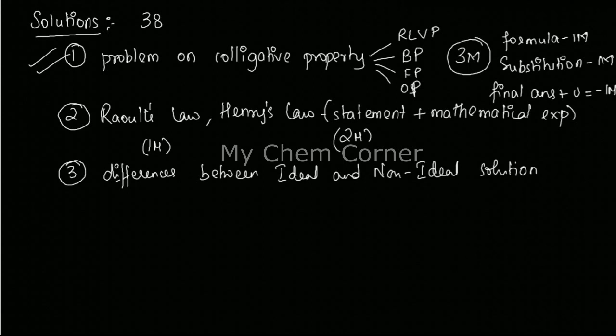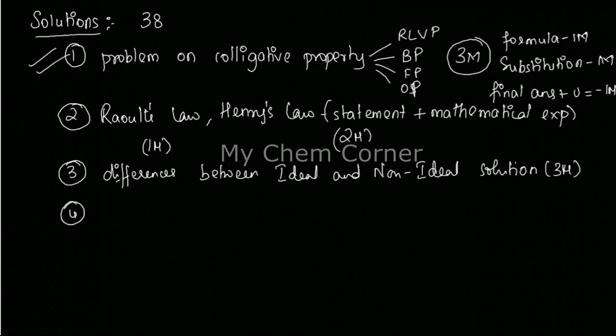Alright, now this can be for a 3-mark question. So under this you can write basically what an ideal, non-ideal solution is. They obey Raoult's law, they don't obey Raoult's law. Then you can talk about the interactions between the solvent and solute, or solvent-solute interactions. Then you can talk about the enthalpy of mixing and the volume of mixing and all of that being 0 and not being 0 in terms of non-ideal solution.